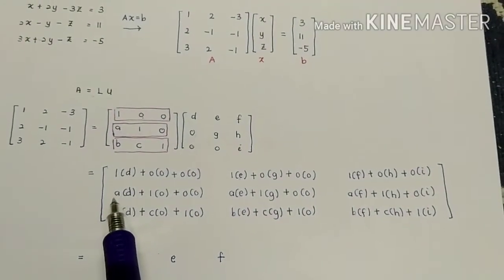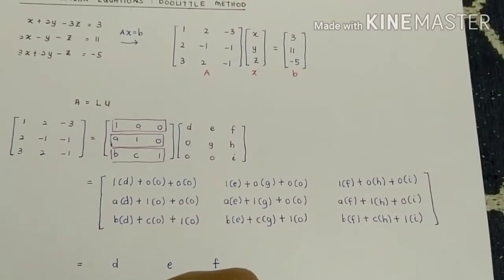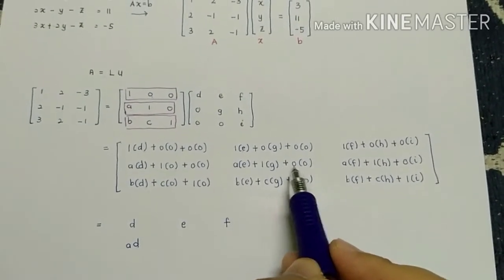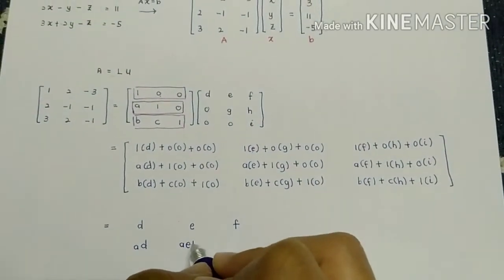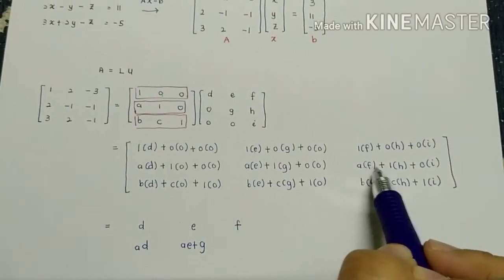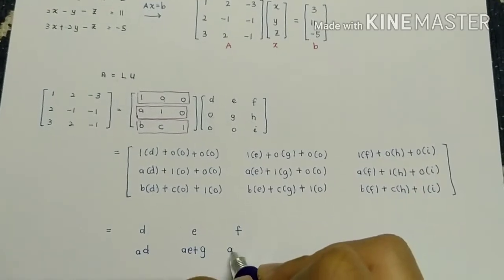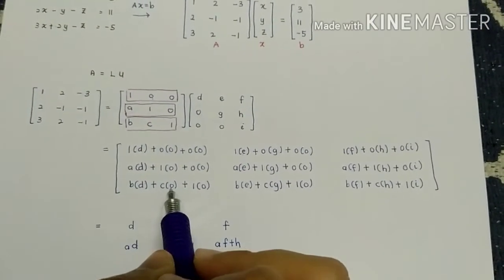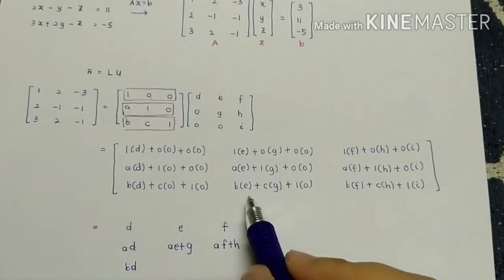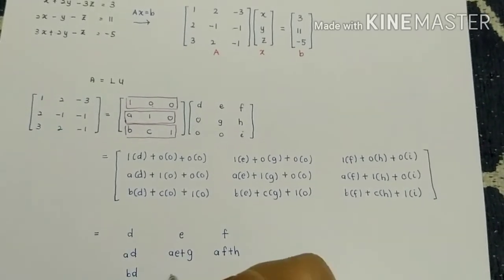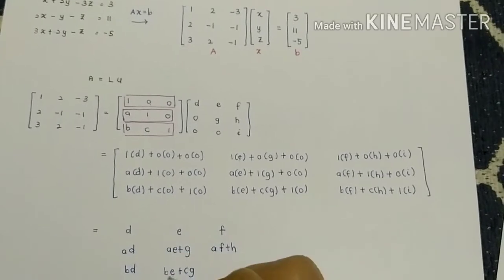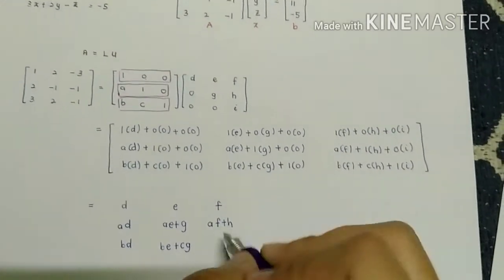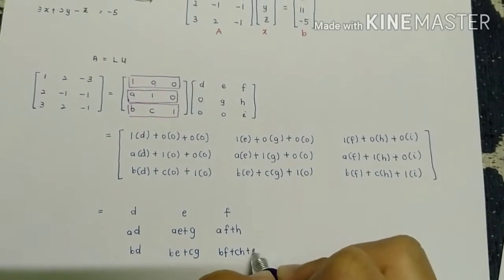For the second row we have AD plus 0 plus 0, so AD. Then we have AE plus 1G plus 0, so AE plus G. And then AF plus 1H plus 0, so AF plus H. For the last row, we have BD plus 0 plus 0, so BD. Then BE plus CG plus 0, so BE plus CG. And the last column we have BF plus CH plus 1I, so BF plus CH plus I.